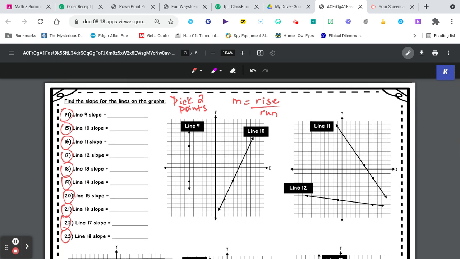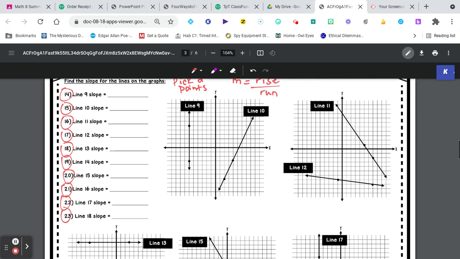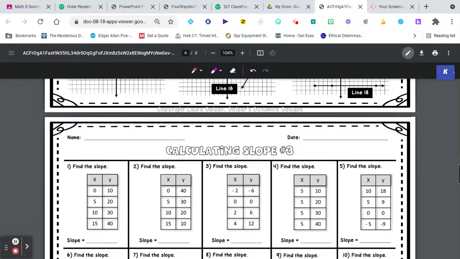Now, if it's horizontal, it's a slope of 0. If it's vertical, the slope's undefined, okay? Vertical means straight up and down. So you're going to do all those for homework. I'm going to skip all that.